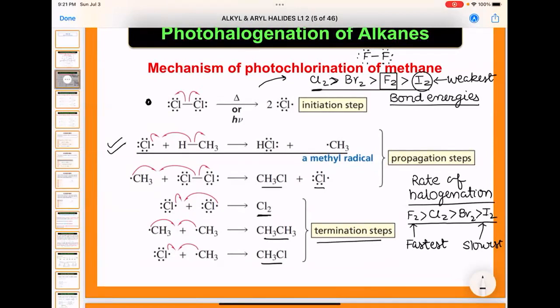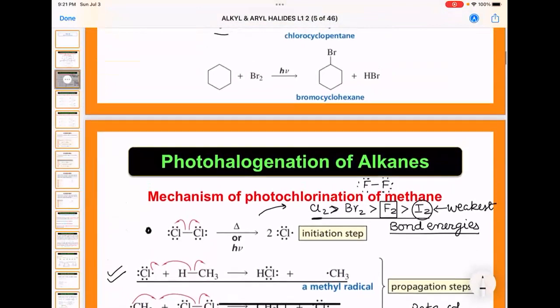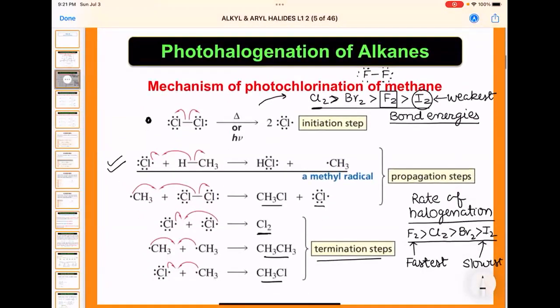Samaira, Nabil, any doubt in this? Actually, what I have discussed is asked in the form of questions. And the most common questions are, which step is endothermic? Can you tell me? Another question. Which step is endothermic? Is it the termination step or initiation step? Initiation. Which step is endothermic?